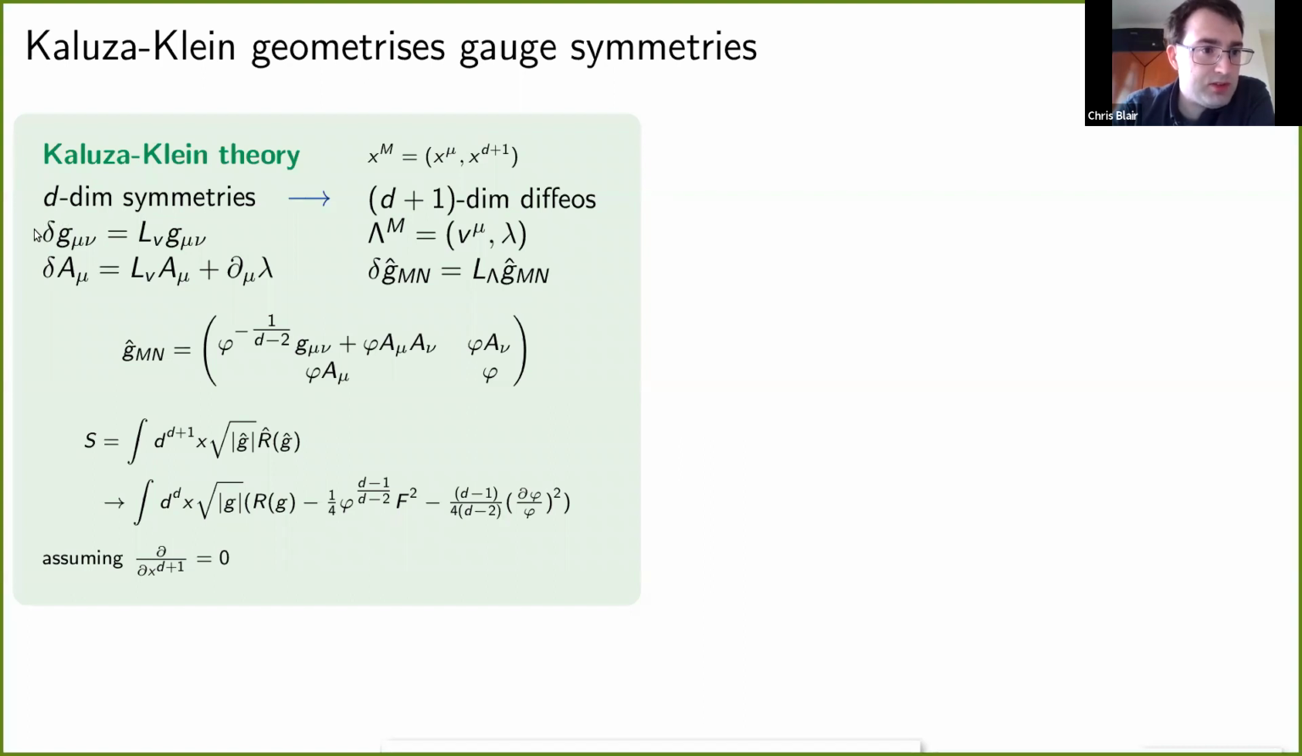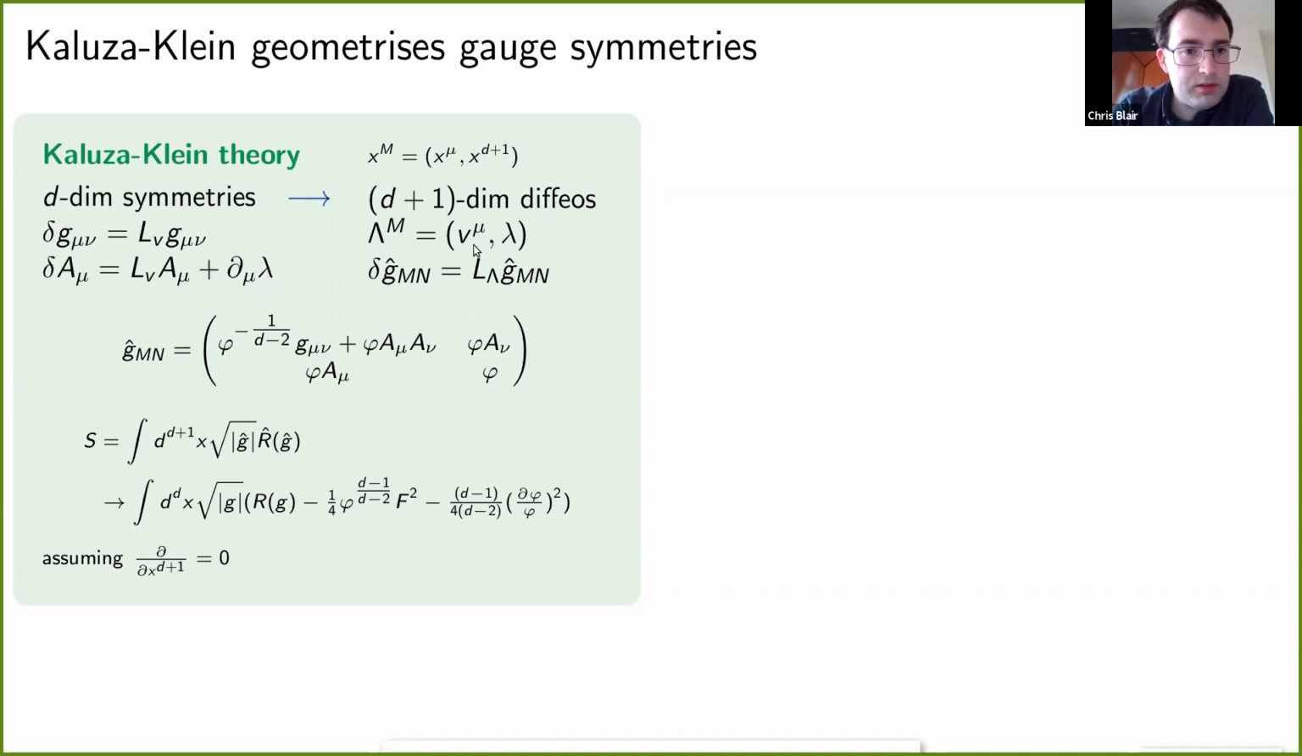One way to phrase this is to say if I have a d-dimensional theory with a metric and a one-form gauge field, I can view these as coming from components of a metric of some d plus 1 dimensional theory. The fundamentally useful perspective on this is to look at the symmetries of the d-dimensional theory. Both the metric and the one-form transform under diffeomorphisms, which infinitesimally are generated by some vector v via the Lie derivative, which I denote by L_V.